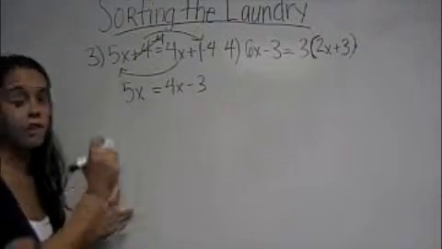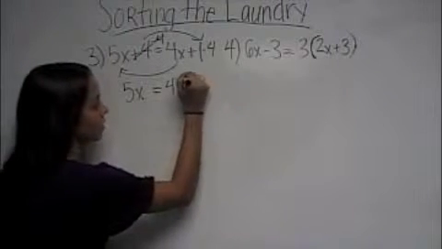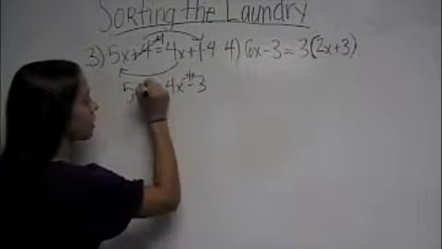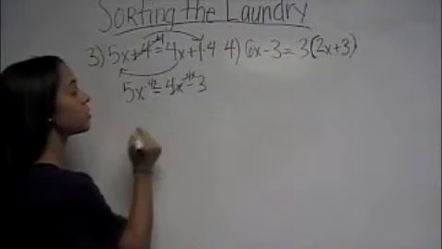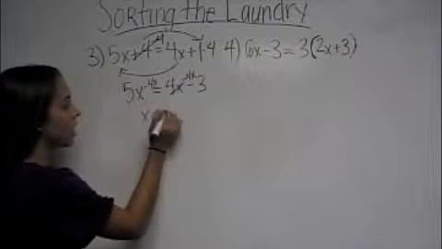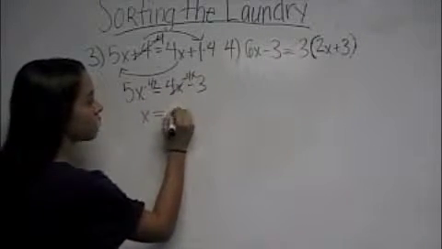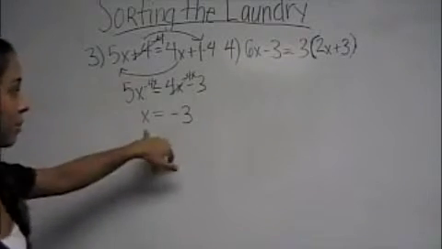Now we want to move our variable across the equal sign. We have a positive 4x, so we're going to subtract 4x. 4x minus 4x cancels out, and 5x minus 4x will give us just x. Bring down our equal sign and bring down negative 3. And guess what? We're finished with that problem.